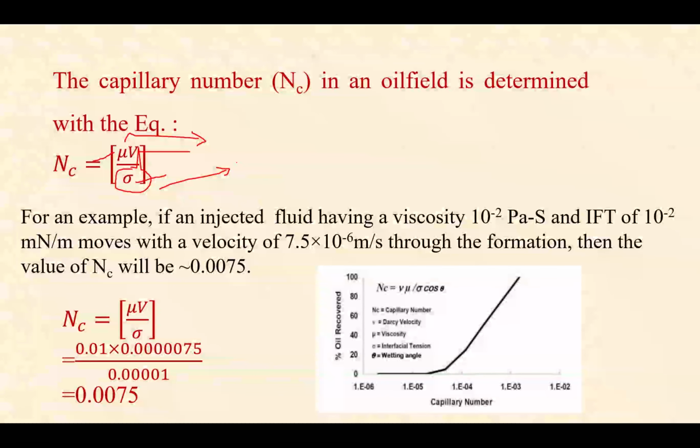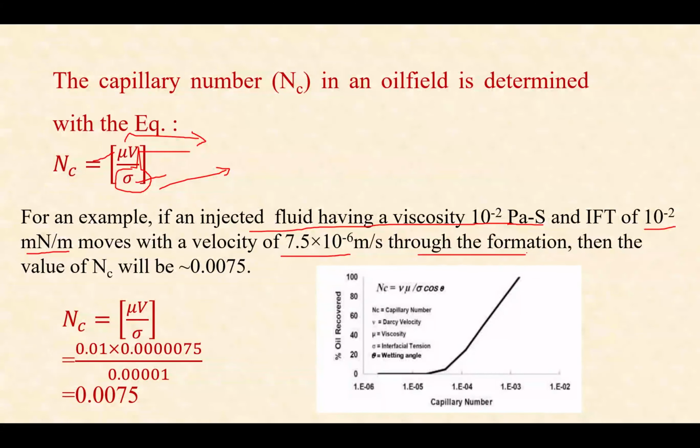So then if we go for a typical example, say an injected fluid having a viscosity of 10 to the power minus 2 Pascal second, and an IFT value of 10 to the power minus 2 millinewton per meter, and it is moving through the formation with a velocity of 7.5 into 10 to the power minus 6 meter per second. You can see that the velocity is not too high, it is obviously very low. So now it is flowing through the formation, then what should be the capillary number?